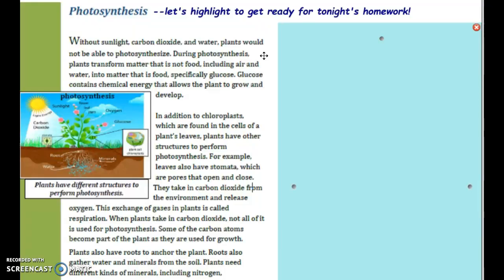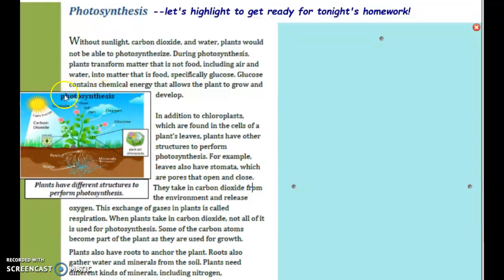In addition to chloroplasts, which are found in the cells of the plant's leaves, plants have other structures to perform photosynthesis. For example, leaves also have something called stomata, which are pores that open and close. They take in carbon dioxide from the environment and release oxygen. This exchange of gases in plants is called respiration. When plants take in carbon dioxide, not all of it is used for photosynthesis. Some of the carbon atoms become part of the plant as they are used for growth.